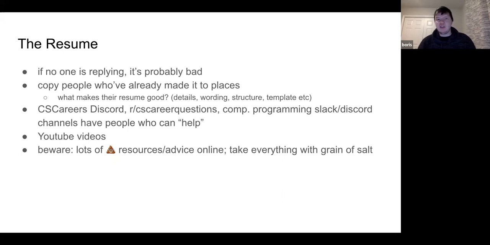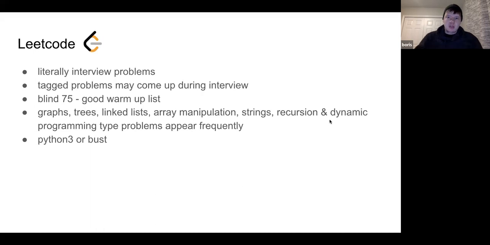And then also a disclaimer, there's a lot of shady resources and advice online, so literally take everything with a grain of salt. You can even take what I said with a grain of salt, because resumes are super subjective. You can show your resume to 10 different people and half of them will tell you it's amazing and half of them will tell you it's garbage. So again, take everything with a grain of salt, but always try to reinvent your resume, especially if it's not working.